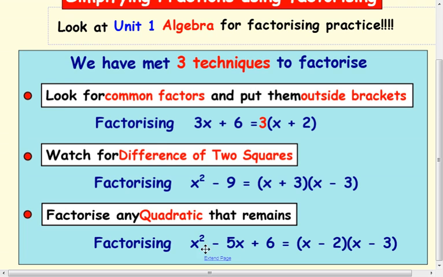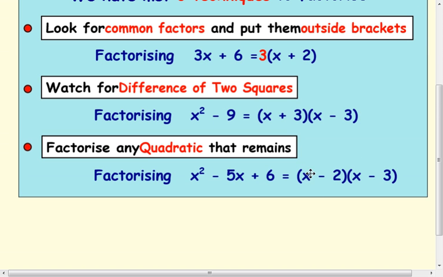Finally, the trinomial or the quadratic, that also goes into double brackets. x times x gives you the x squared at the start. 2 times 3 makes 6, but crucially also adds to give you the 5. Now you have to get the signs right, so negative 2 and negative 3 make plus 6, and minus 2x add negative 3x, make you a negative 5x.